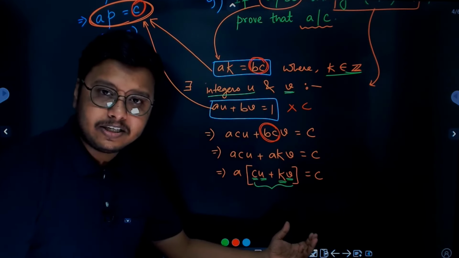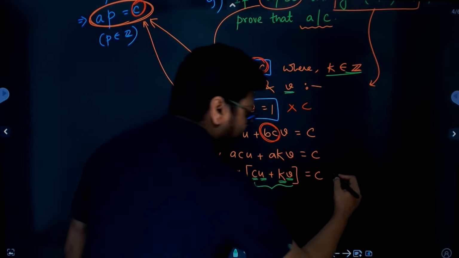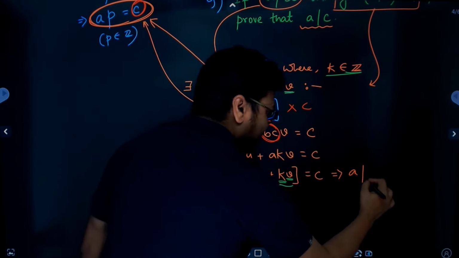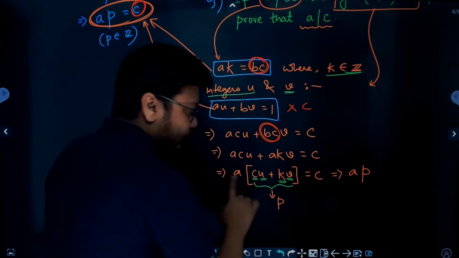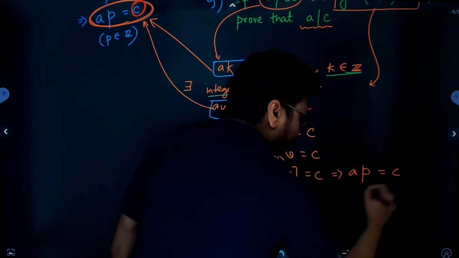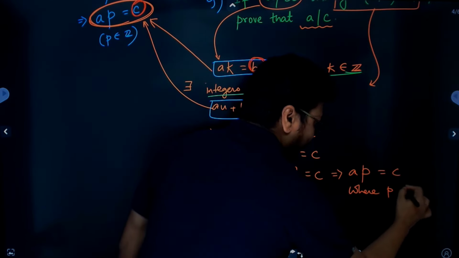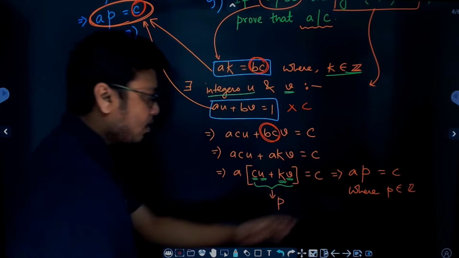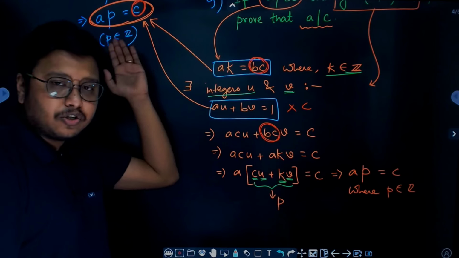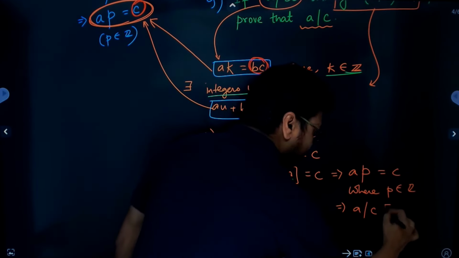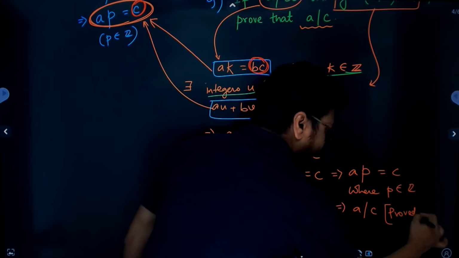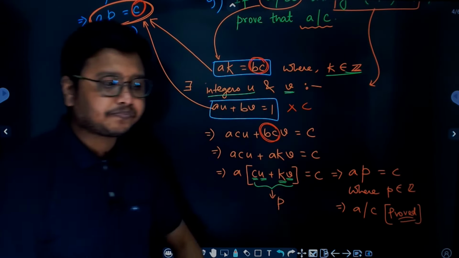is still an integer. So what I can say is this is a times some integer. This thing I'm going to call some integer p. So a times some integer is equal to c. I need to mention that p belongs to Z. Now I have reached my target equation which I wanted to reach. So this would mean that a divides c, and hence the theorem has been proved.